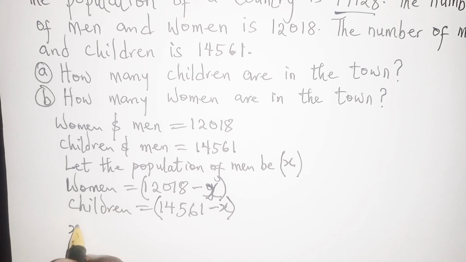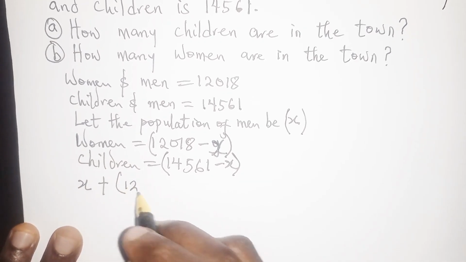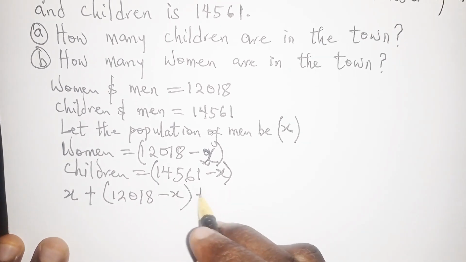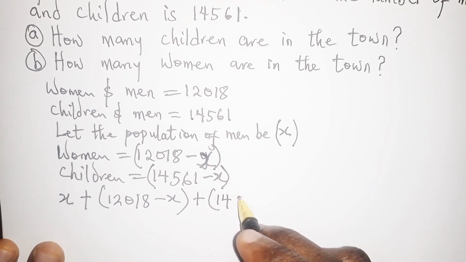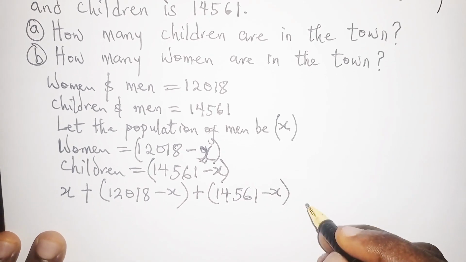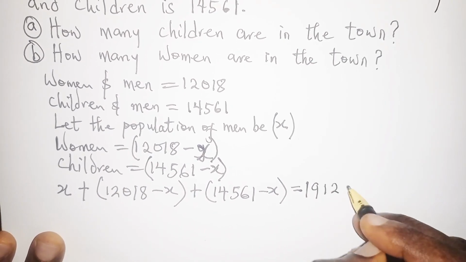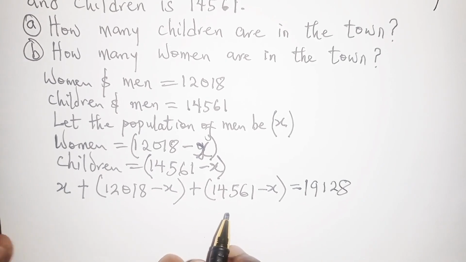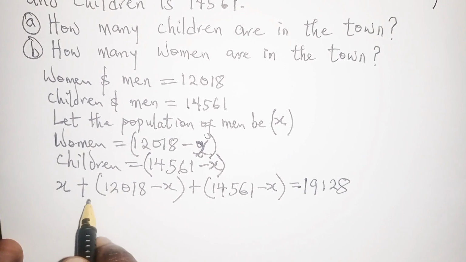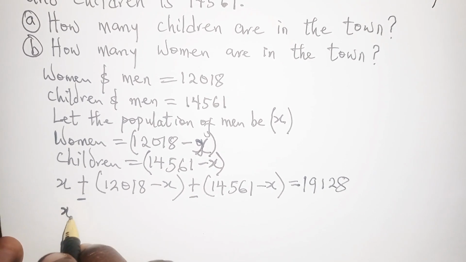It simply means that the men, which is X, plus the women, which is 12,018 minus X, plus the children, which is 14,561 minus X, would sum up to give us 19,128. So all I need to do is to simply open up the bracket. And since it's addition we have here, everything still remains the same. So I'm just going to collect like terms.